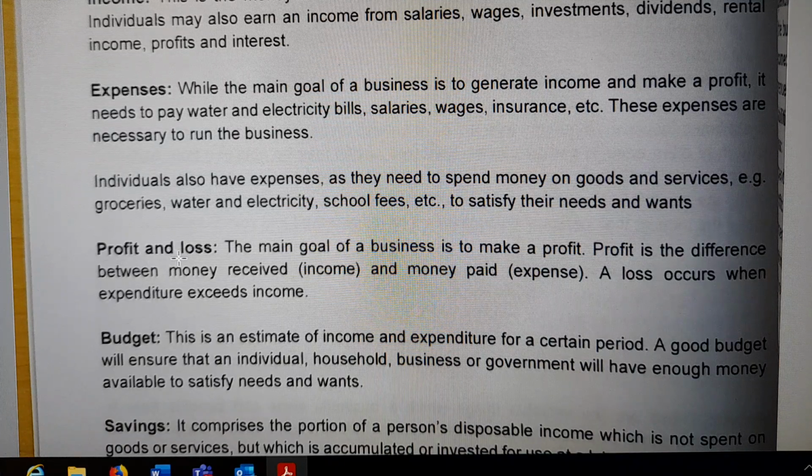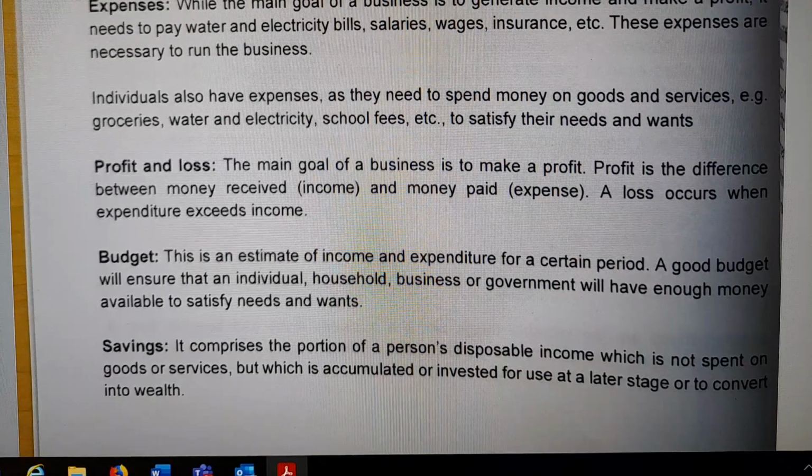Then we look at profit or loss. The main goal of a business is to make a profit. Profit is the difference between money received and money paid. A loss occurs when expenditure exceeds income. That is profit or loss.